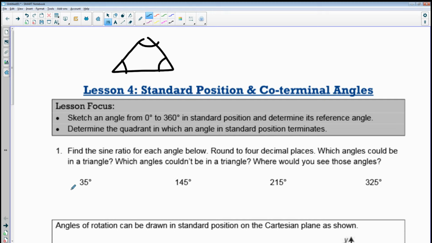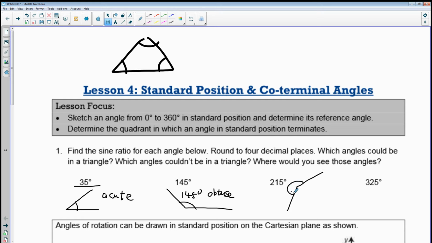Here are some examples of angles. First, you have 35 degrees, an acute angle, looks like that. This is acute. 145 degrees probably looks something more like that. This is obtuse. Some of you may have learned the other angles, 215 degrees, way bigger than 180, probably looks something more like that. I'm starting to draw some arrows there. You will know why I start drawing arrows.